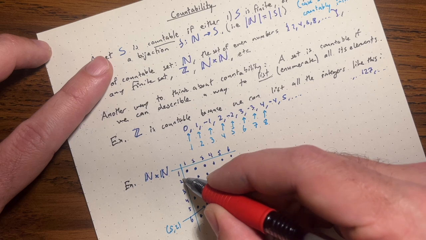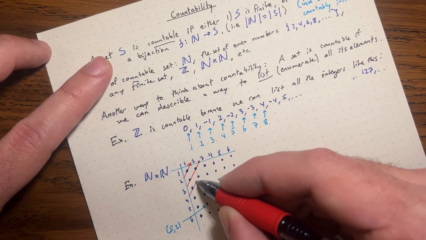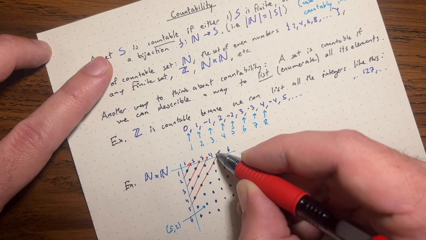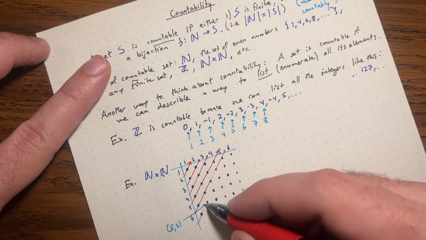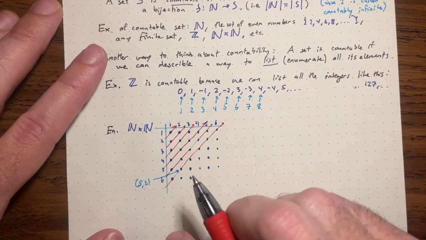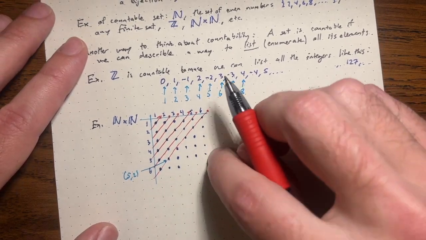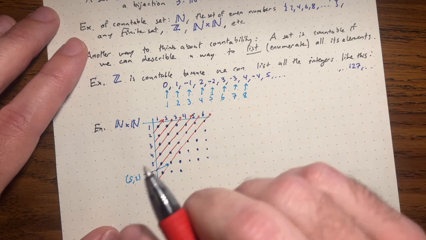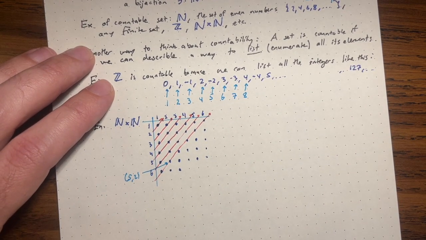So maybe I would go like this, and then I would list these 2, and then I would list these 3, and then these 4. See, I'm choosing these diagonals because I know that will sweep out the whole grid, right? Because you need to come up with a strategy that will eventually hit every point in some finite amount of time. Like any one point, you need to be able to get to that point. Okay, so that does it.